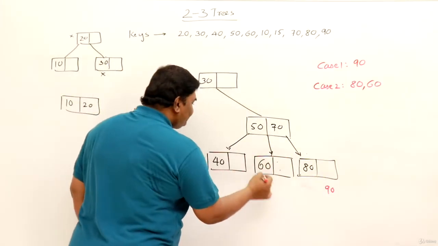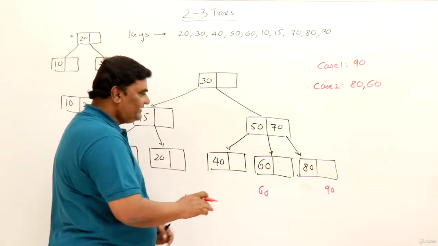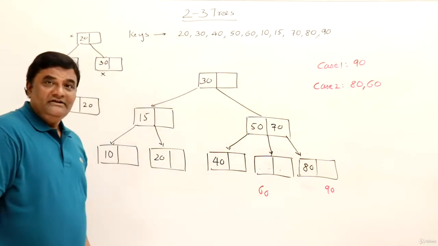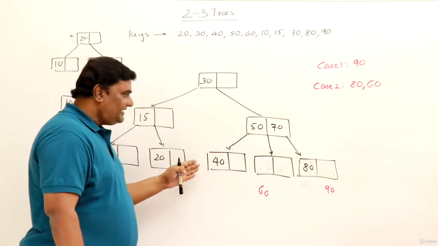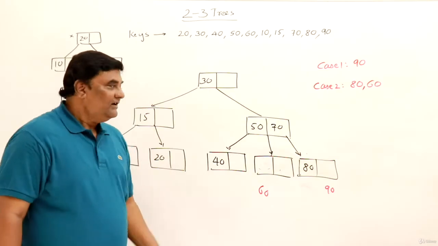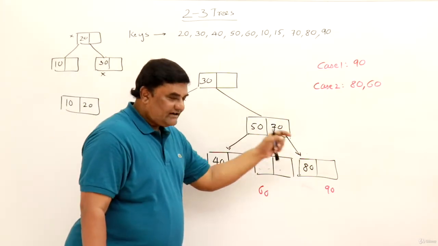So if you are deleting 60, search for 60. 60 is found here. Delete 60. Now this node is vacant. Then what to do? You can join with either left sibling or right sibling. Anyone you can join. So let us join with right sibling.